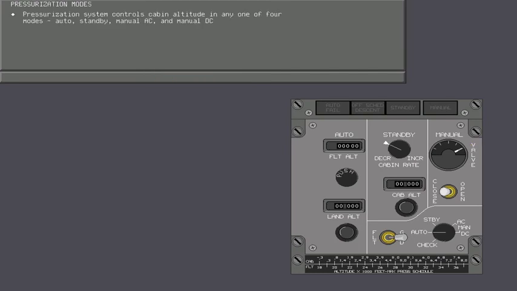The pressurization system controls the cabin altitude in any one of 4 modes: auto, standby, manual AC, and manual DC. The mode is selected using the mode selector.